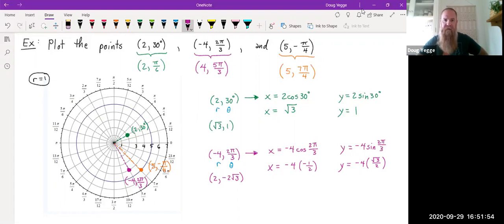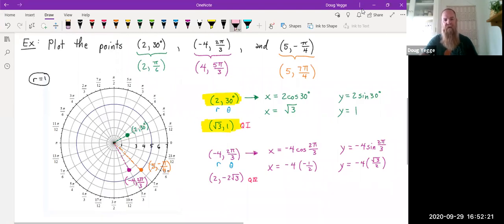But again, that should make sense because of the fact that if this point is in quadrant 1, this point down here should be in quadrant 4 with a positive x and a negative y. But that makes sense because now notice where that point is, it's down in quadrant 4. So we can always convert. We could say that 2, 30 degrees is equivalent to root 3, 1 in rectangular form. Or we could say that -4 and 2 pi over 3 is equivalent to 2, -2 root 3 in rectangular form.